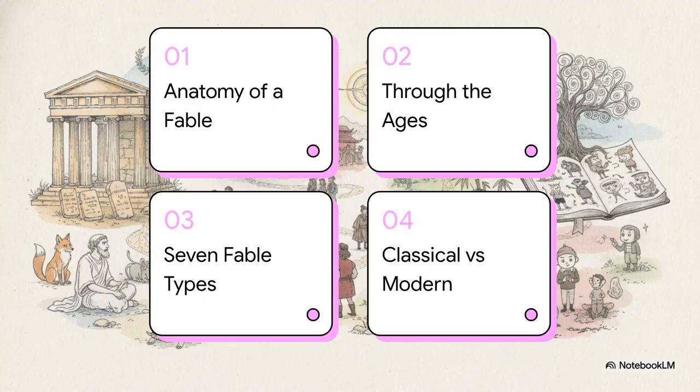Well, to answer that, this explainer is going to systematically break down our topic into 4 clear parts. First, the anatomy of a fable. Second, fables through the ages. Third, the 7 fable types. And finally, classical versus modern fables.